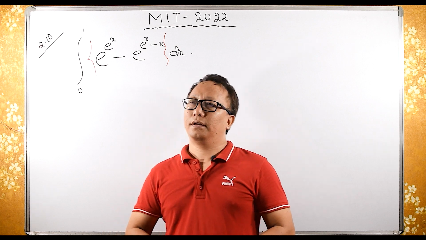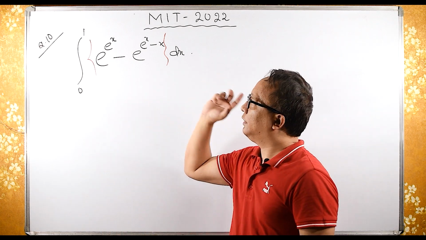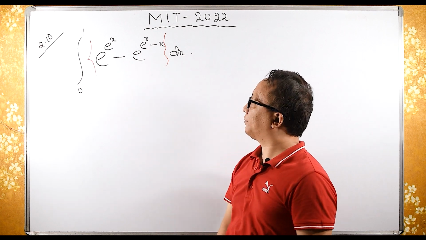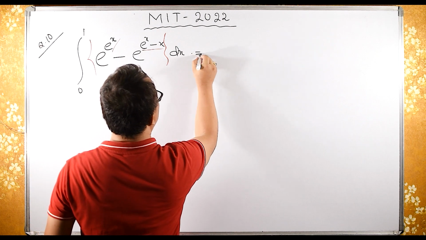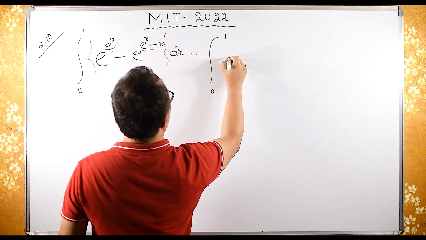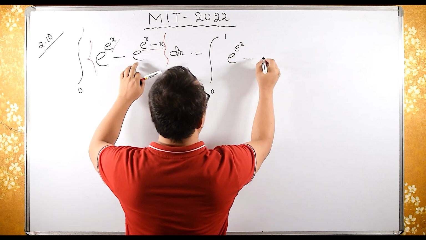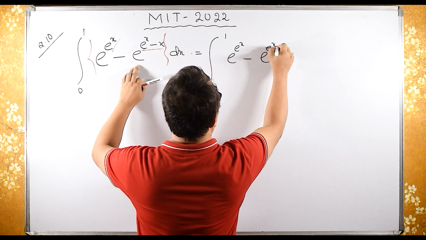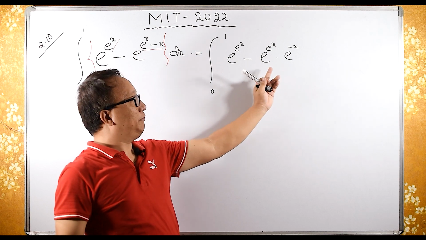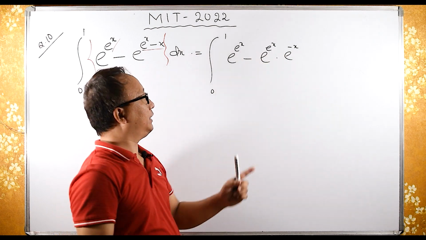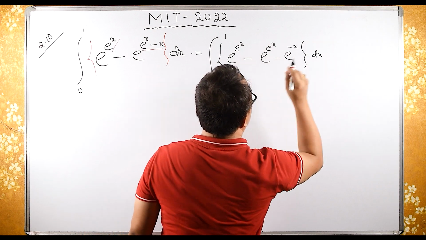Welcome back. This integration was asked by MIT in the year 2022, and this is question number 10. Let's expand this. So if I expand this it becomes integral 0 to 1 e raised to x minus, this is same as e raised to x into e raised to minus x. Why? Because if I multiply these two, if bases are equal, I can add the indices. So this is my dx.